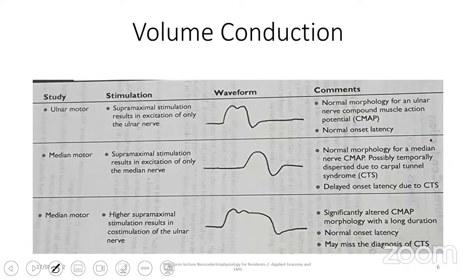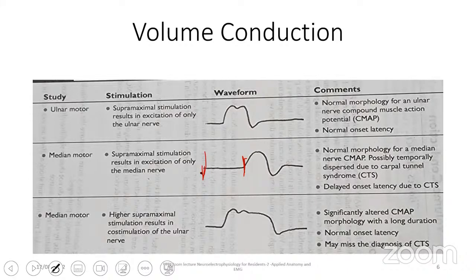You can see the ulnar motor supramaximal stimulation results in excitation of only the ulnar nerve. This is the normal morphology of the CMAP of the ulnar nerve, and it has a normal onset latency. Similarly, with the median nerve, supramaximal stimulation results in excitation of only the median nerve, and this is probably prolonged and could be in CTS, carpal tunnel syndrome. And if a higher supramaximal stimulus results in co-stimulation of the ulnar nerve with the median nerve, it will look like this, with significantly altered CMAP morphology and long duration.